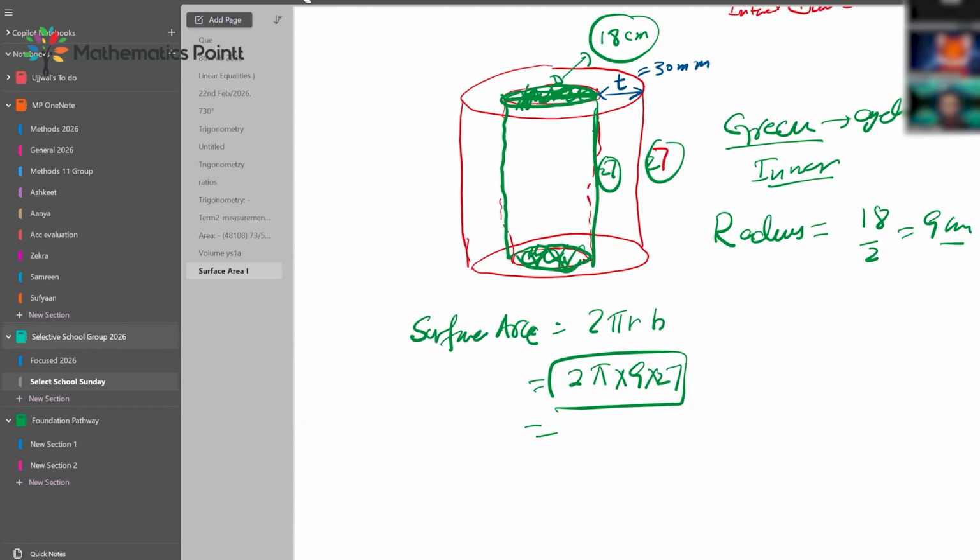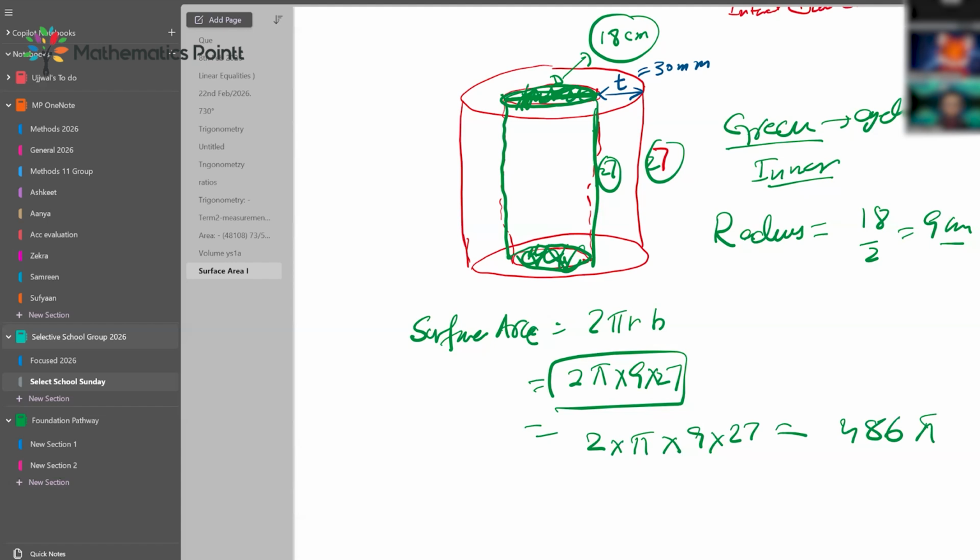Am I making sense? So this is 2 times pi times 9 times 27, whatever that is. Maybe 600 something, right? How much did you say? 486, right? 486 pi. The pipe is hollow. All good?